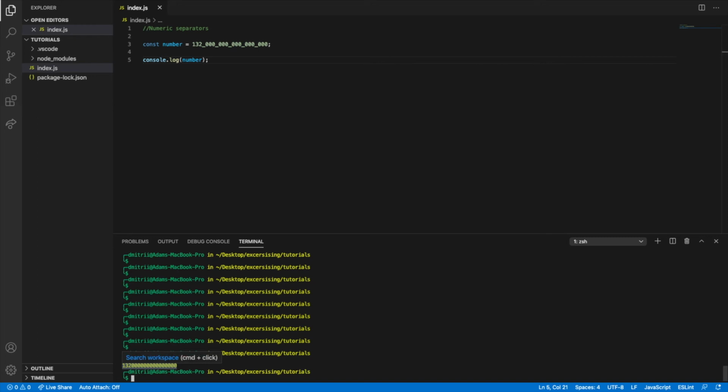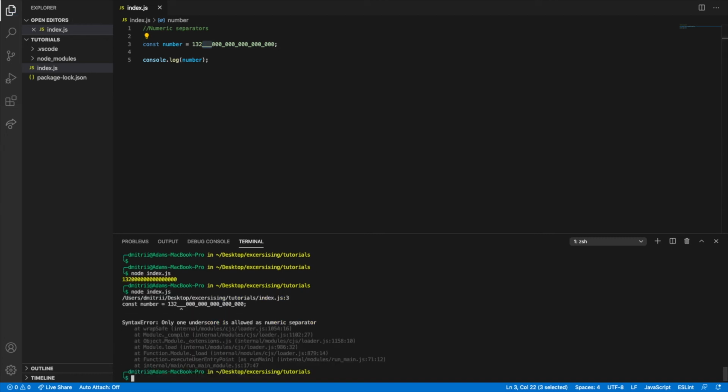This is the official functionality that can be used on a daily basis. And to show you that this is the actual functionality, you cannot use many underscores in a row, because it's going to complain. Only one underscore is allowed as a numeric separator. That's pretty much it. There are not too many things to talk about here. This is the actual numeric separators.